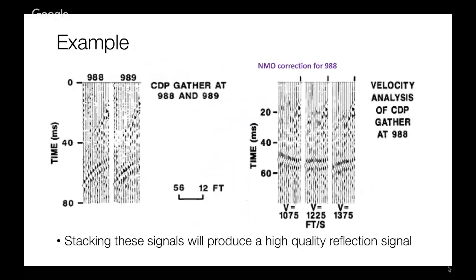Here's an example of it. Here are our original common midpoint gathers, where you can see probably your direct arrival coming in here, and then a pretty clear reflection coming in here. Then after we've done the NMO correction and found the best fitting velocity, actually here they've done it for three different velocities and they're showing it.